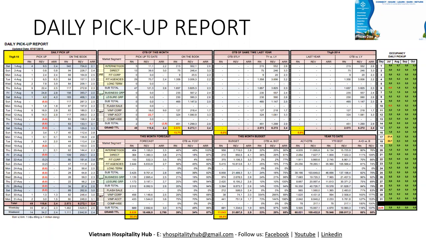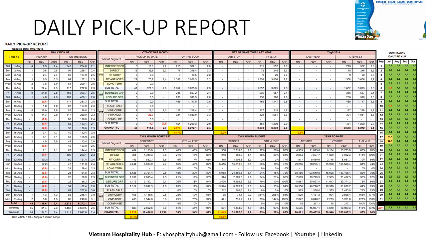Let's say you want to do the forecast for the next 30 days, or you want to do the forecast for the next 60 days. So that means 2 months. Then if you choose 30 days, the daily pickup report you will do for 1 month only. That means for 30 days only. You don't need to do it for 2 months or 3 months. So if you choose the forecast for this month and the next 2 months, that means 90 days, then you need to do this daily pickup report for 90 days.